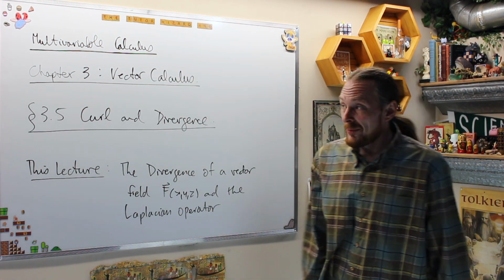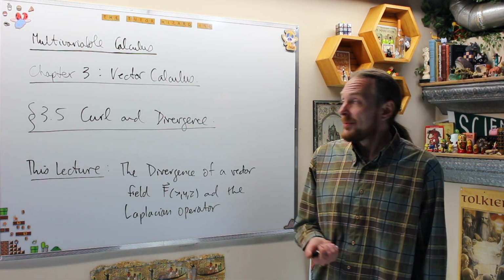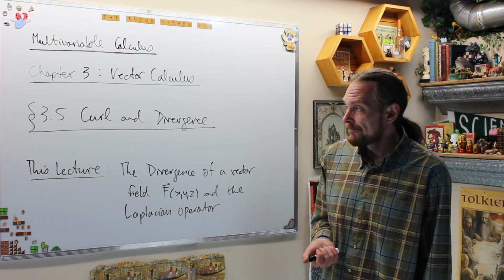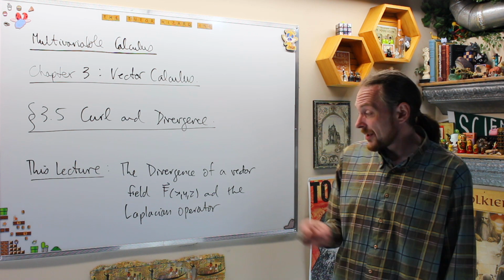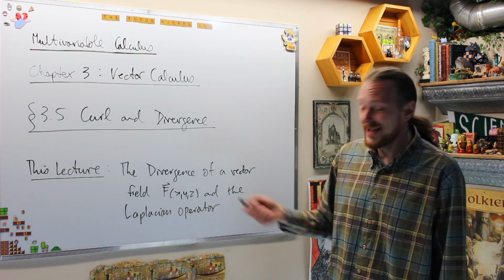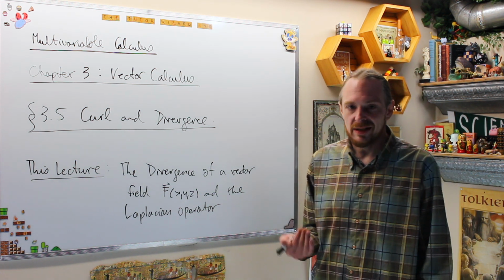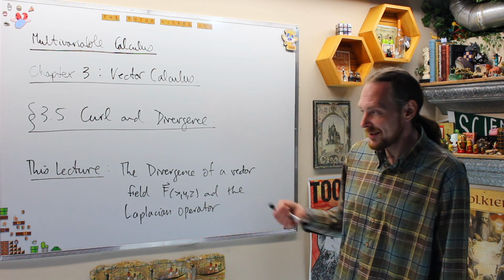This series is multivariable calculus. What we're doing is chapter 3, which is vector calculus. Specifically, 3.5 is curl and divergence. This time we're going to do the divergence of a three-dimensional vector field, and we're going to discuss the Laplacian operator because it's intimately connected to this process.